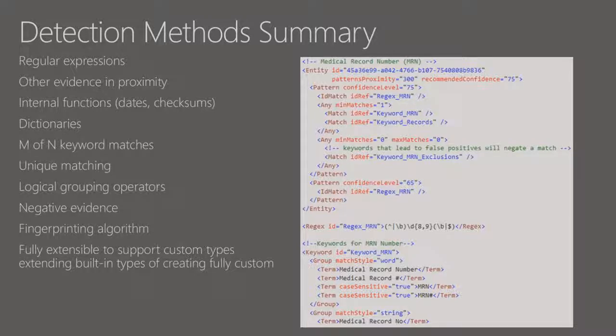You can use internal functions. We have a bunch of built-in things that compute checksums, that look for some of our common types of information around the world. This is useful if you want to modify our built-in version of SSN, for example. We used dictionaries in Jack's demo. You could see some of those medical terms that were included in that HIPAA template. You can do unique matching. You can do M of n, where you're looking for 5 of one, 4 of another, for example. There's all kinds of unique capabilities here.